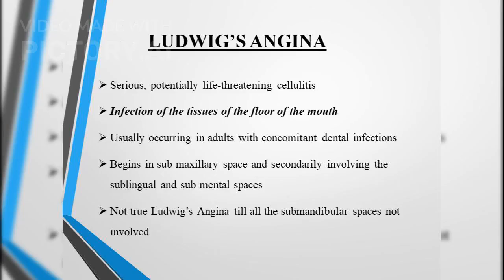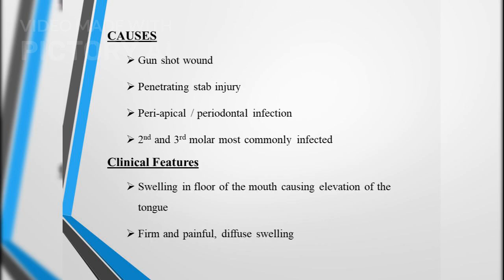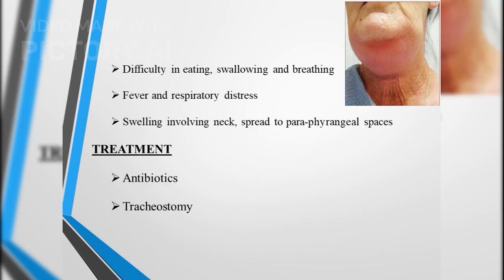Ludwig's angina is a severe cellulitis affecting the mouth's floor, often linked to dental infections, and can be life-threatening if untreated. Causes include injuries and dental infections, with symptoms like mouth floor swelling and difficulty swallowing, requiring prompt medical attention. Ludwig's angina can cause breathing difficulties and neck swelling, treated with antibiotics and possibly a tracheostomy for severe cases.